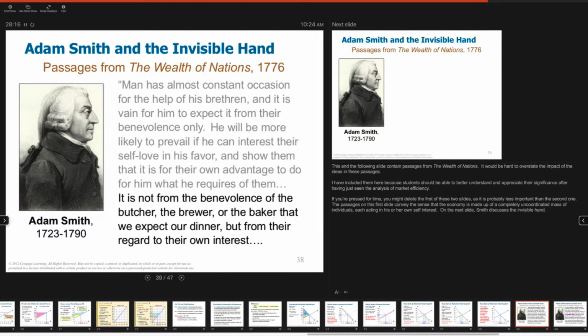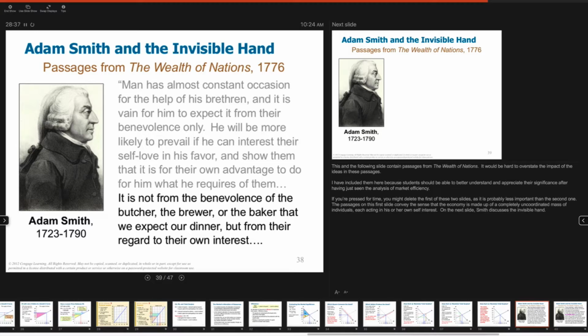It is not from the benevolence of the butcher, the brewer, or the baker that we expect our dinner, but from their regard to their own interest.